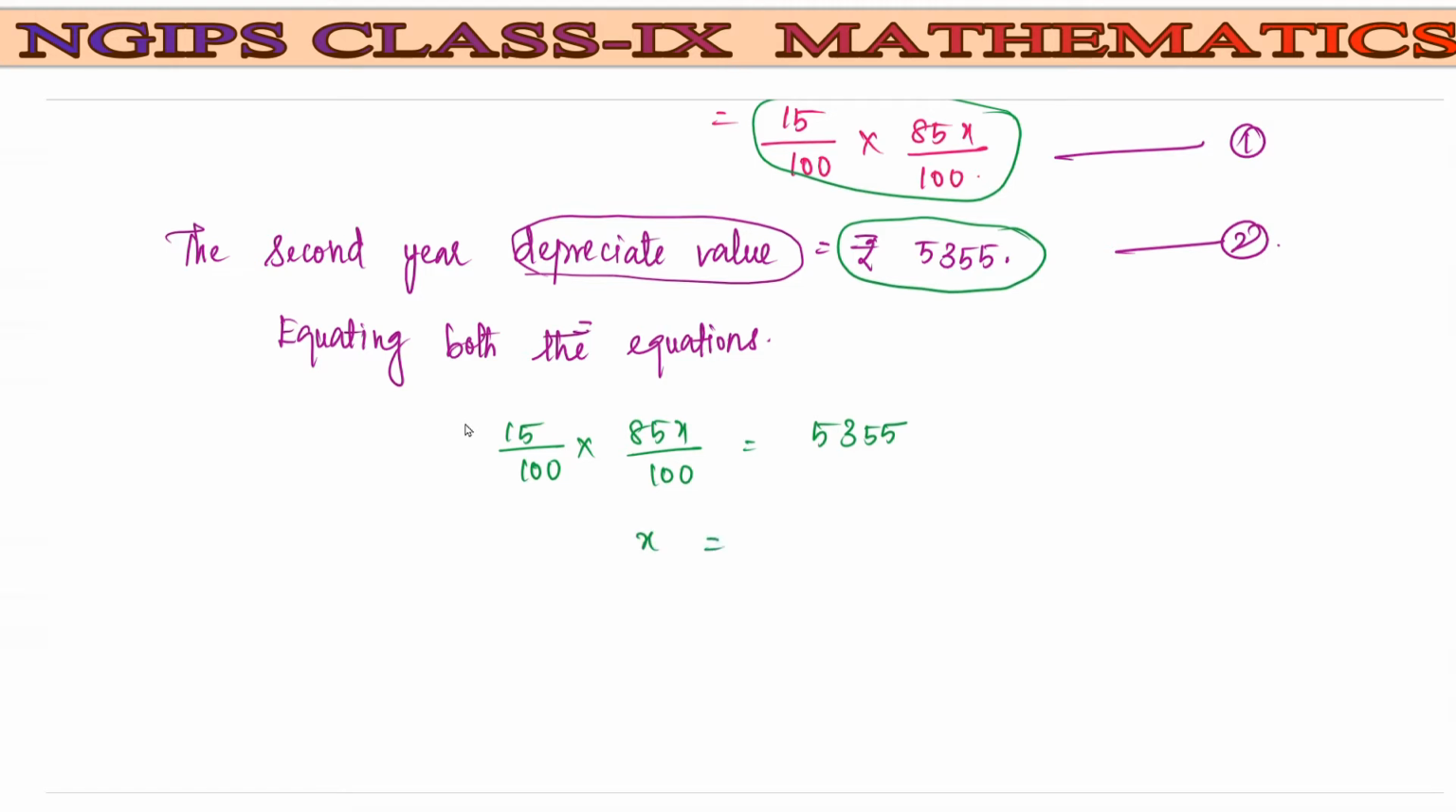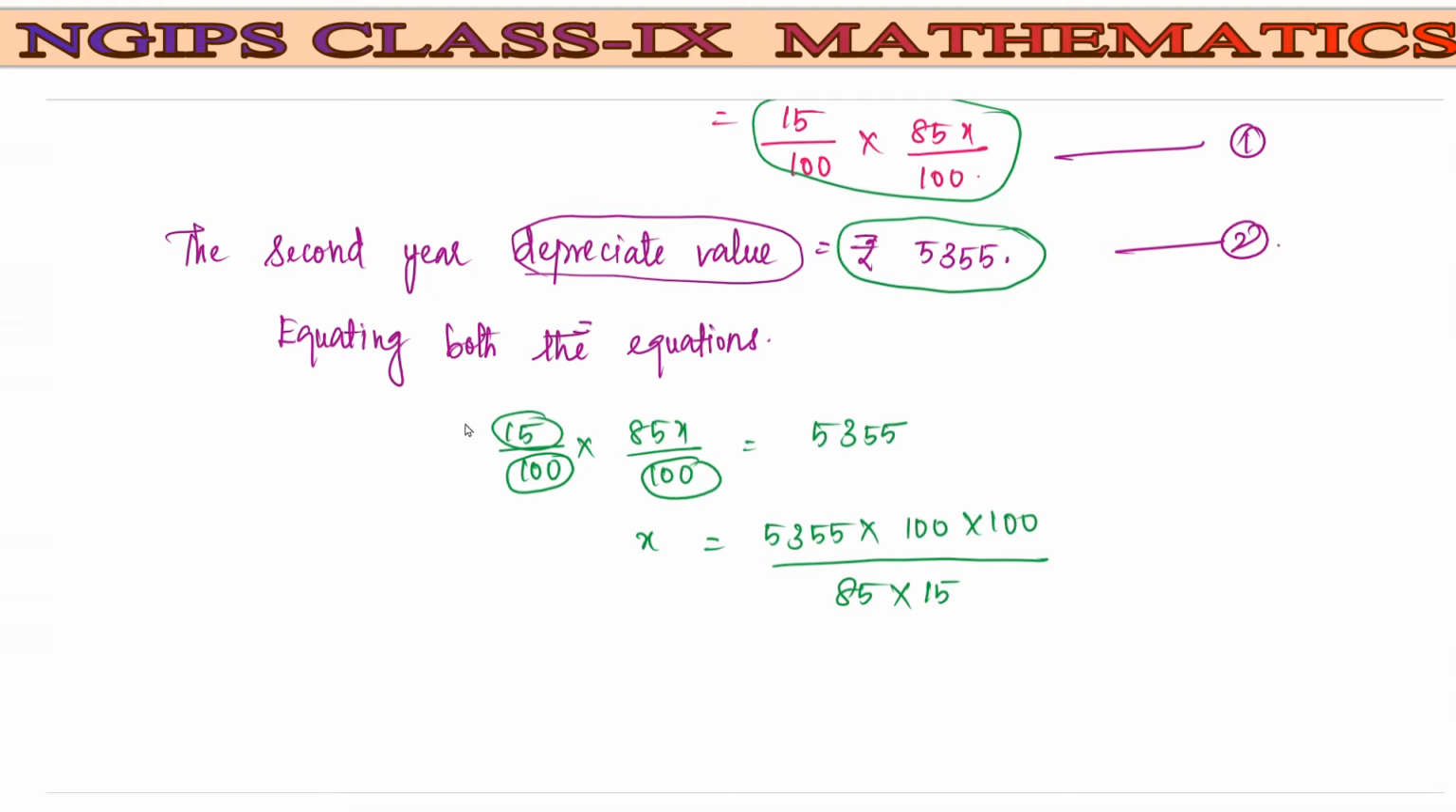I am going to take this 100 and this 100 to the opposite side. So here it will become 5355 into 100 into 100, divided by 85, because the division becomes multiplication. Now we need to take this 85 multiplication and this multiplication 15 to the other side, so the multiplication becomes division. So here is the numerator, here the denominator.